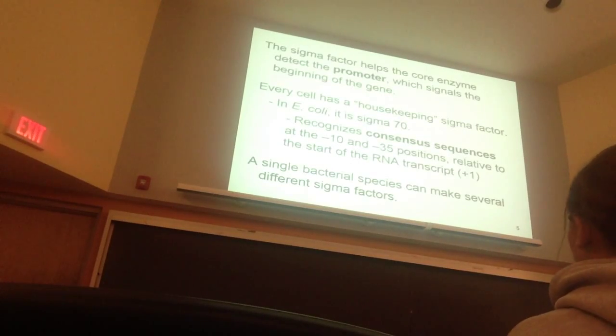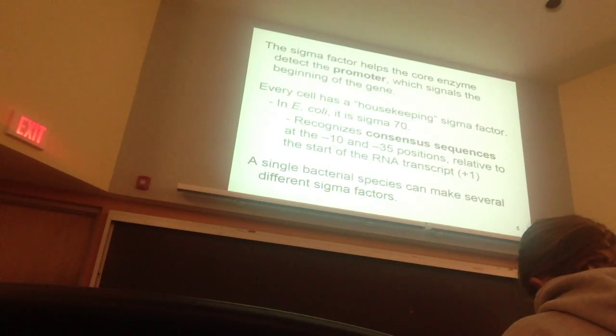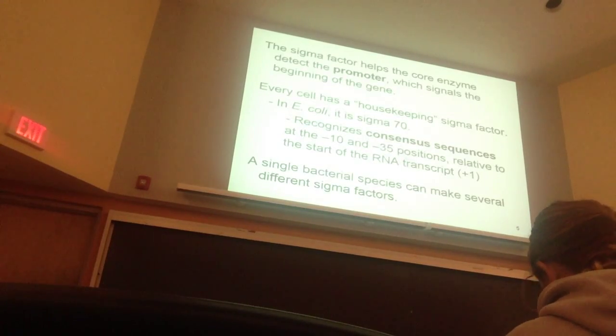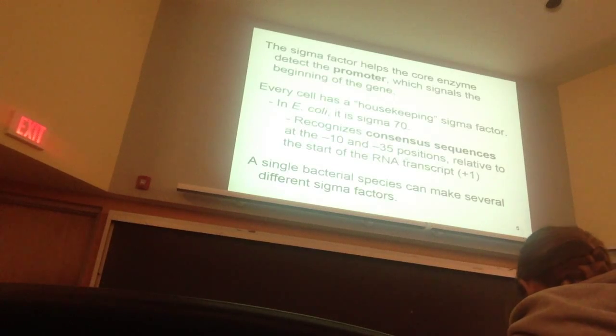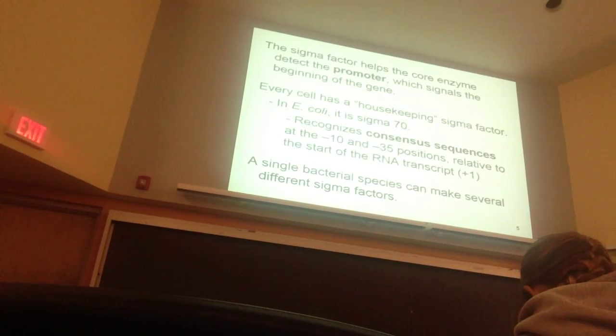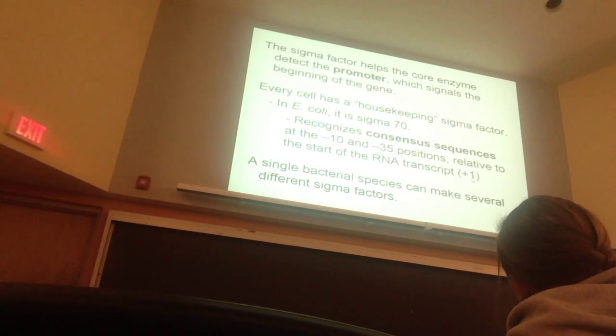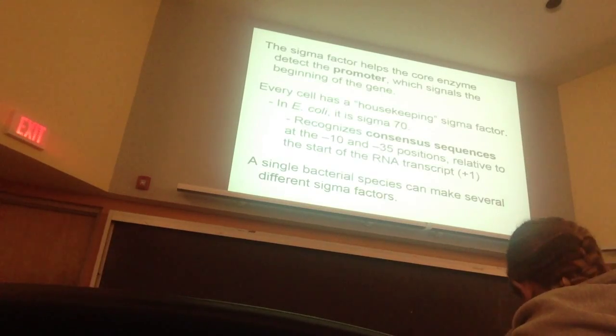There are these consensus sequences when we use these terms, minus 10 and minus 35, that means minus 10 bases upstream from the beginning of the gene and 35 bases upstream from the beginning of the gene, because the gene starts at plus 1. And so when you see any negative numbers, you know it's upstream in the promoter control region, upstream of those structural genes.